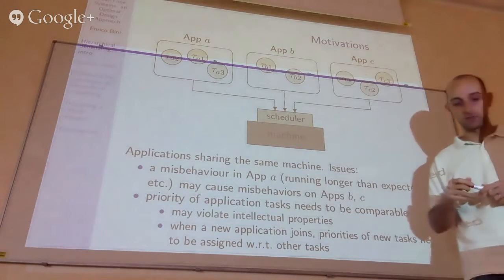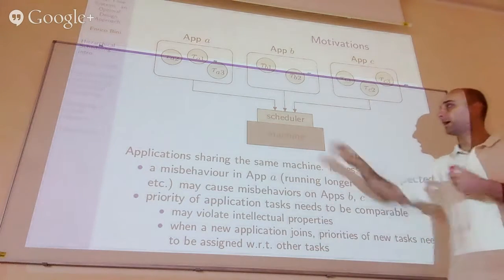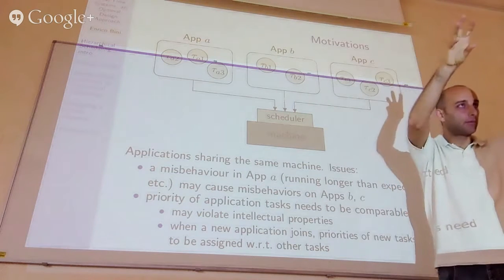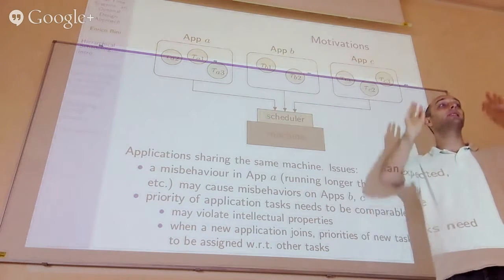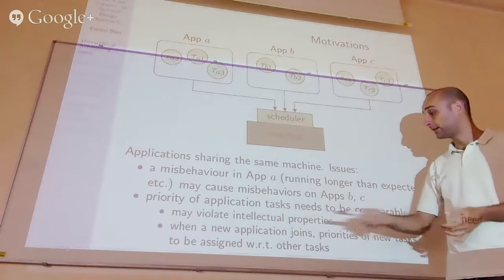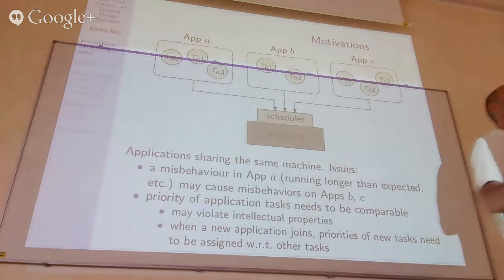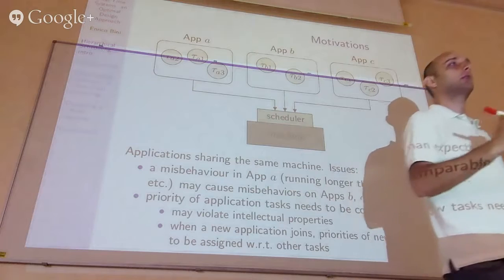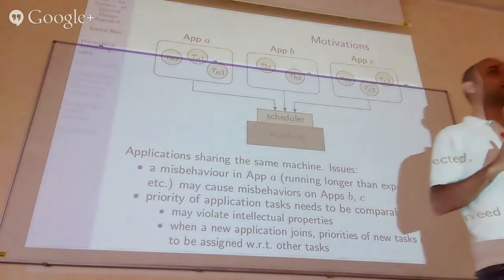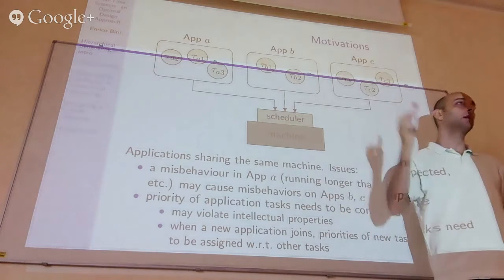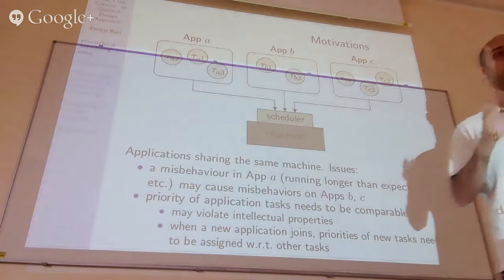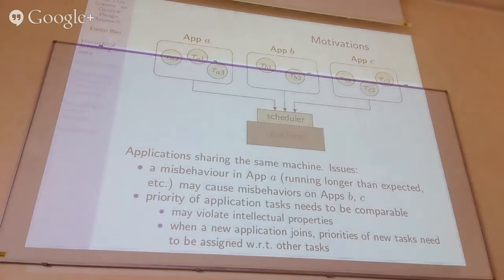I was also going to this point. You need to have knowledge of all tasks in the application, so you need internal knowledge of the application. This may also violate intellectual property boundaries. Let's say I deliver you a standalone application, and I don't want to disclose to the scheduler any information about how my application is composed. So there is also something about intellectual property.